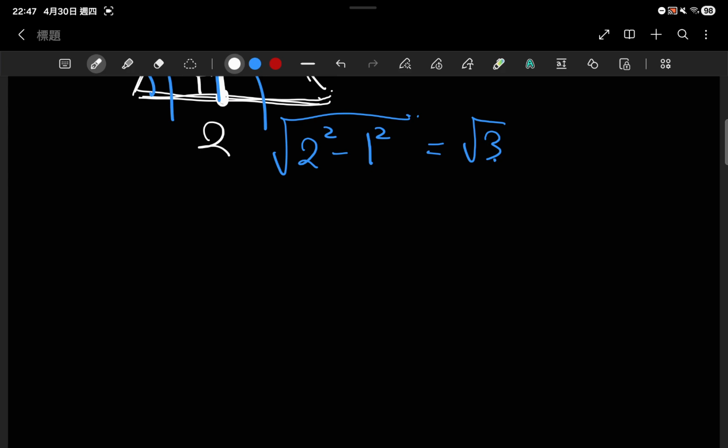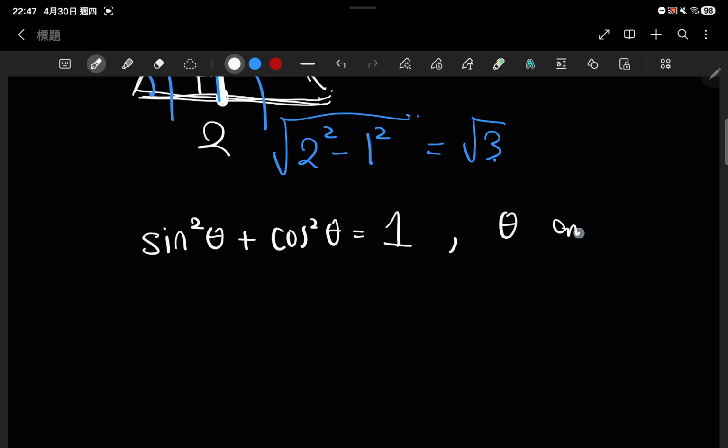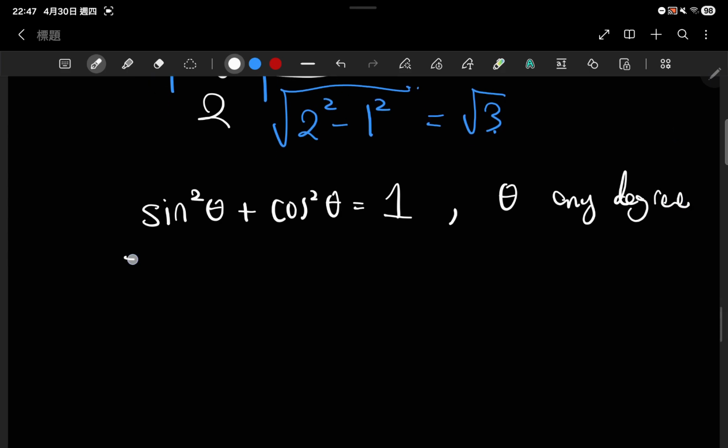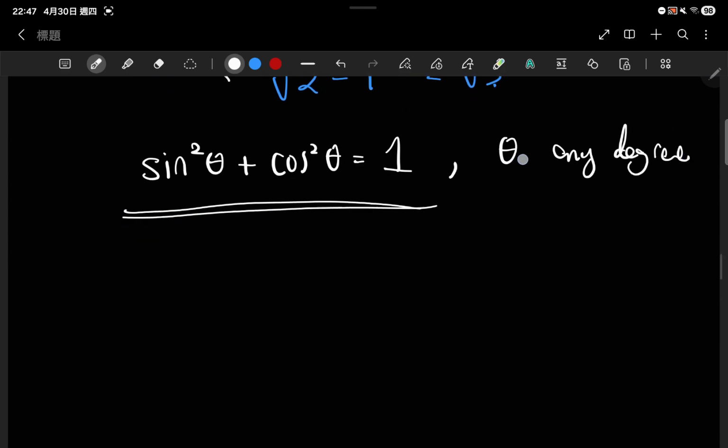Okay, so next, last, what is the Pythagorean theorem? What is this? Pythagorean identity. So we can say sine squared theta plus cosine squared theta is equal to 1, and theta is any degree. Why is this possible? We have to prove it, right?